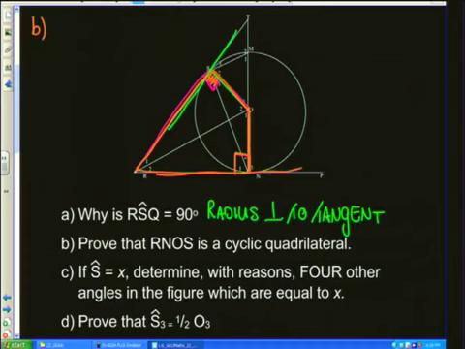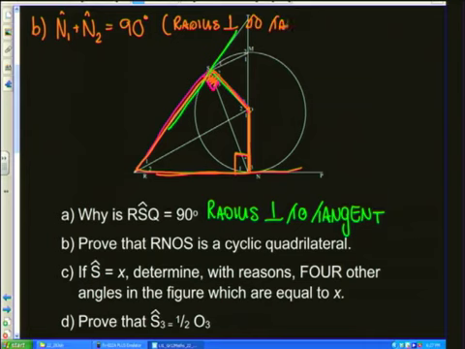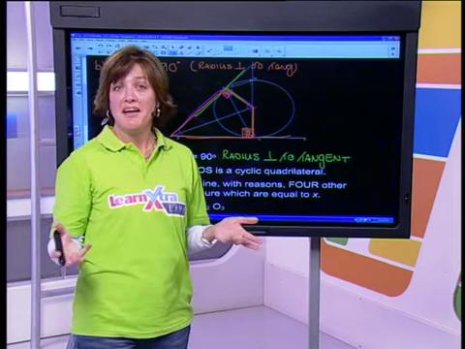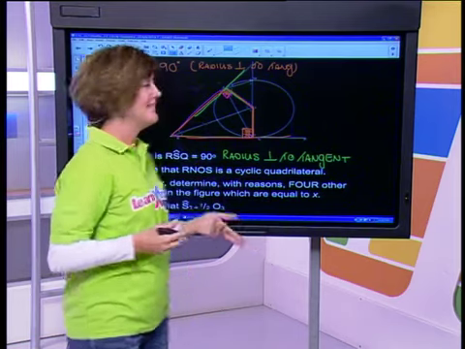So here we're solving question B. So the first statement we're going to make is that angle N1 plus angle N2, those angles together, are equal to 90 degrees. Why? Because we've got a radius perpendicular to tangent. Okay? And if I've got a 90 degrees over there and a 90 degrees over there, then do you guys agree that the opposite angles of that quadrilateral are adding up to 180 degrees? So without any other working out, we've actually proven that it's a cyclic quad.